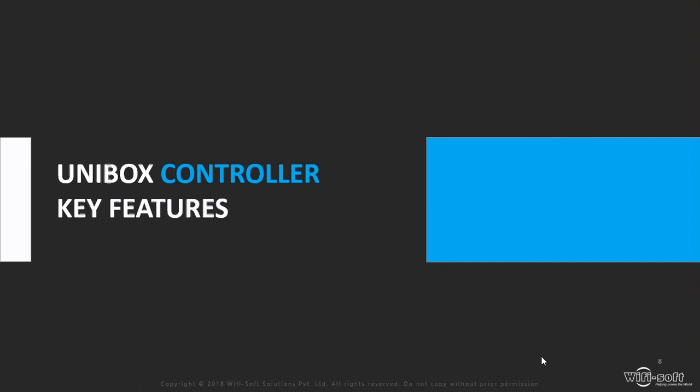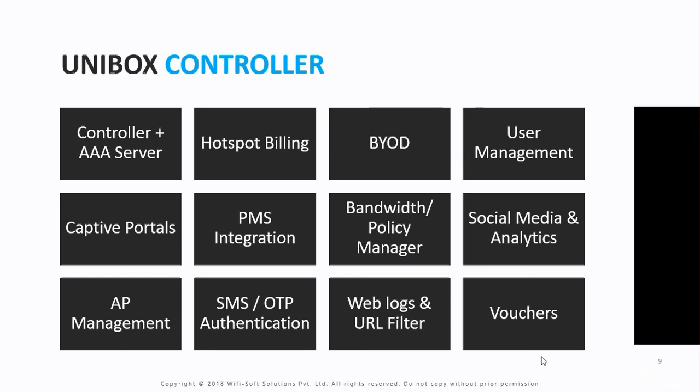So let's look at what are the key features of UniBox. UniBox controller provides a lot of different features. The first one is that it functions as a controller and a AAA server. This is one of the most important features because it has a built-in AAA server which is used for authentication, authorization, and accounting of the end users.